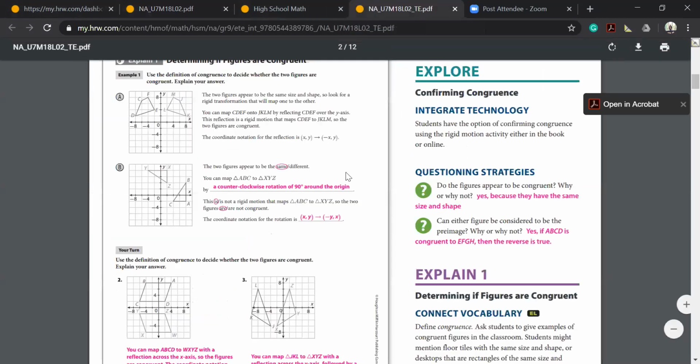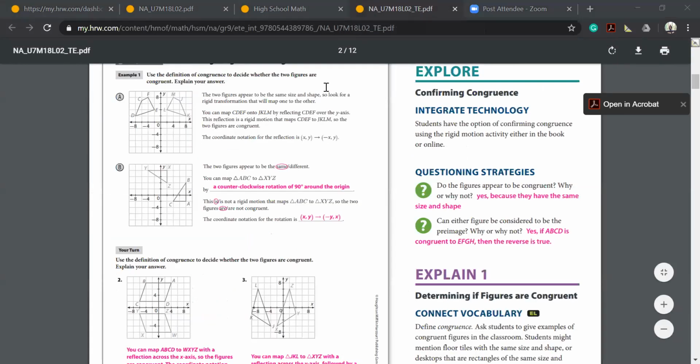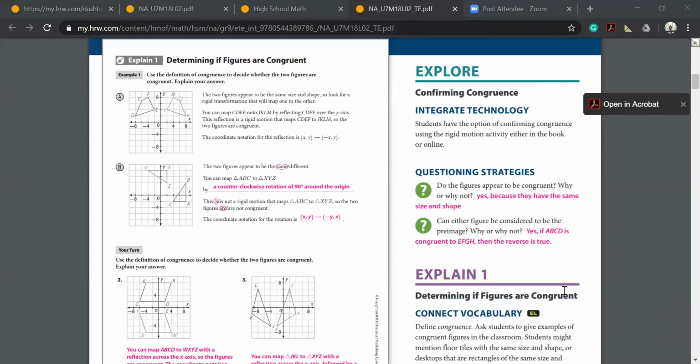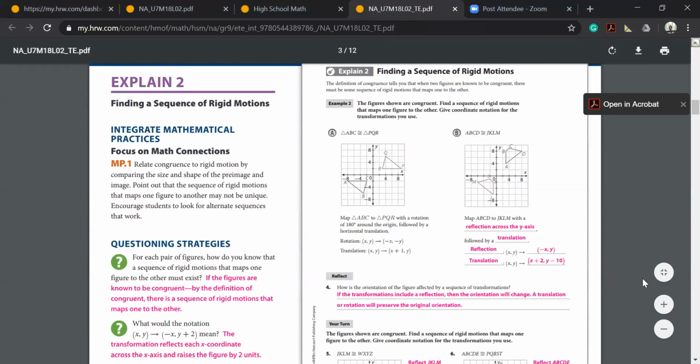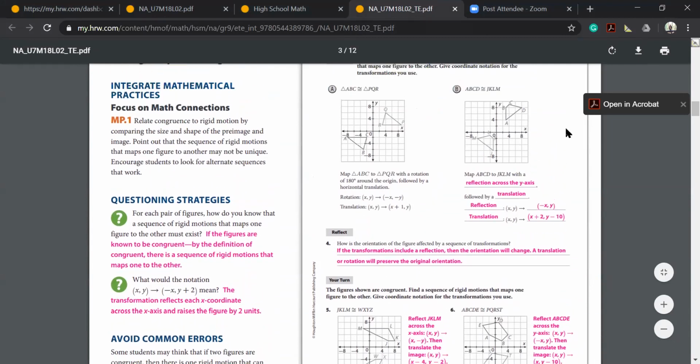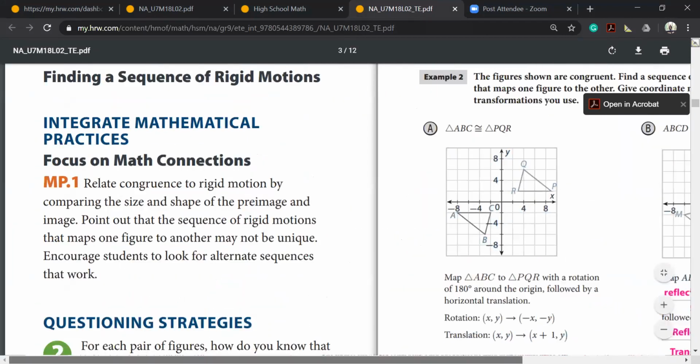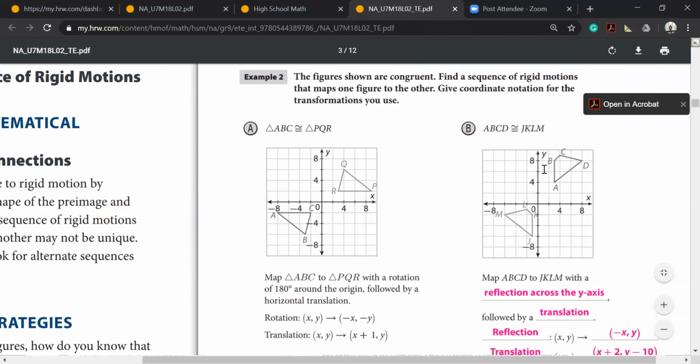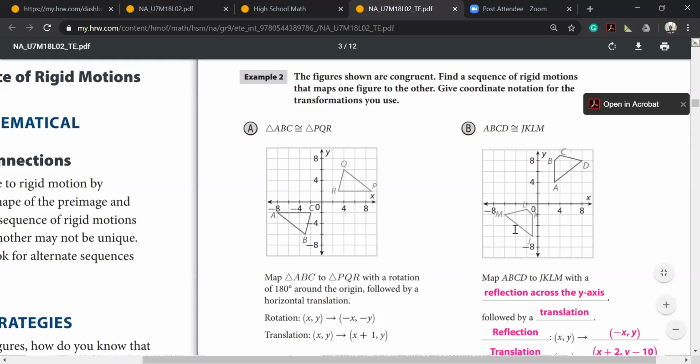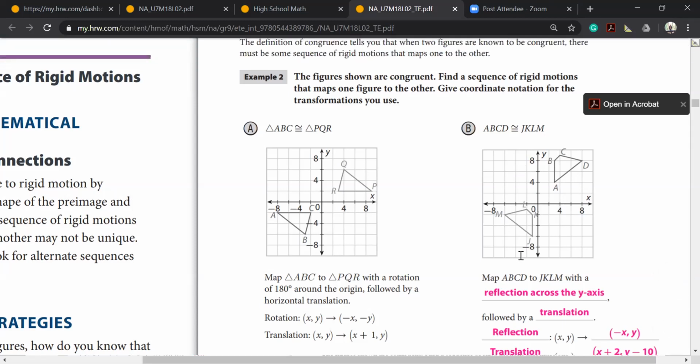Let's see the answers in here. Look in here, girls. First of all, I was thinking that I'm going to do a translation and then a reflection. He started by reflecting and then translating. It is the same idea and it will give you the same answer.